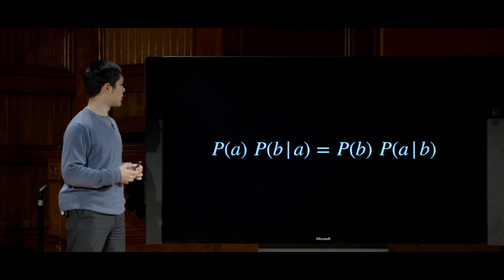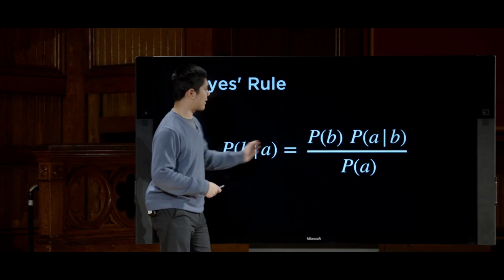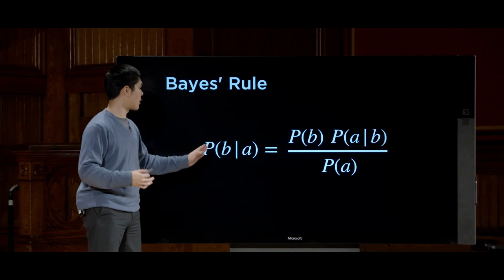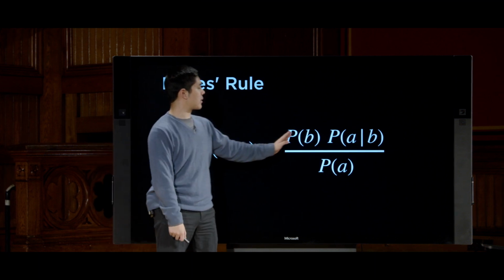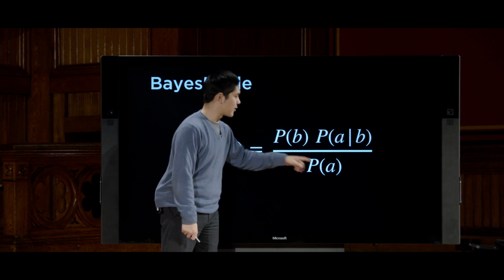And now all we're going to do is a little bit of division. I'm going to divide both sides by P of A. And now I get what is Bayes' rule. The probability of B given A is equal to the probability of B times the probability of A given B divided by the probability of A.